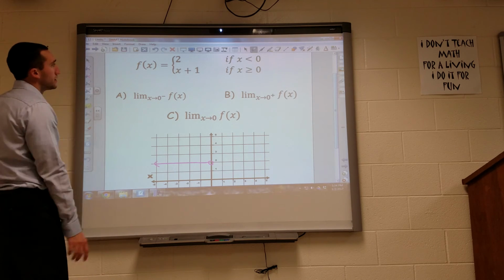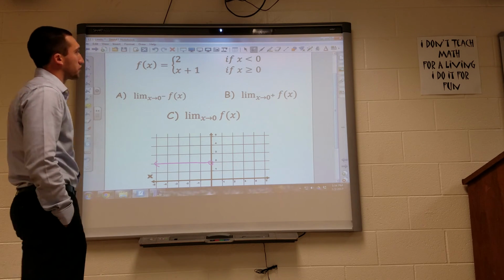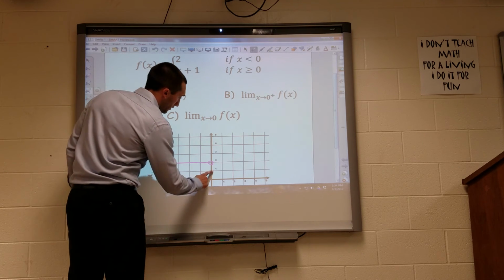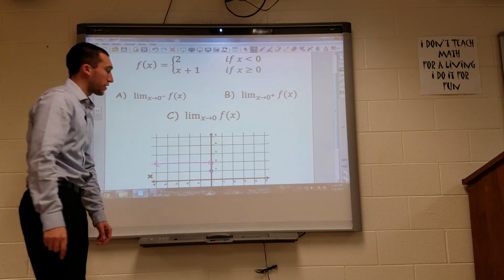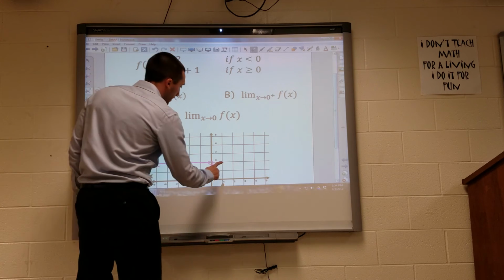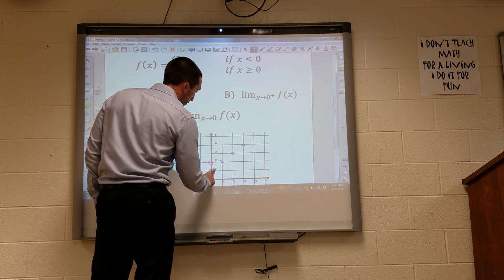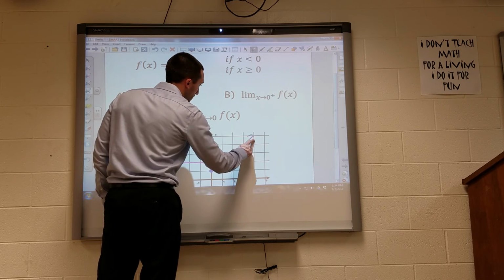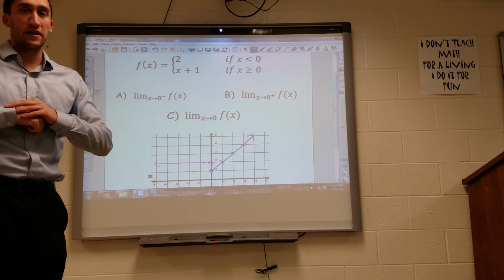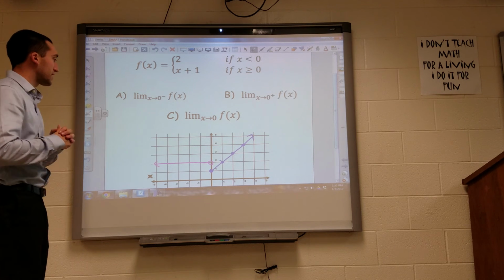Next, I get the line x plus 1 if x is greater than or equal to 0. So if I plug a 0 in for x, I get a 1 back. So that's going to give me that point there. A 0 for x gives me a 1 for y. And I plug a 1 in, I get a 2, 2 in, I get a 3, 3 in, I get a 4, and you get the point. So that is my piecewise function defined by that function there. Now let's go ahead and see if we can answer some limit questions on that.